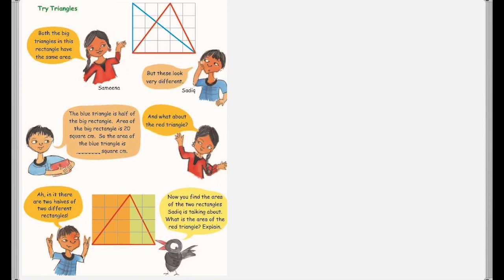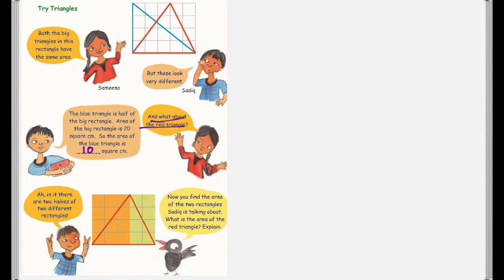Now try triangles. Both the big triangles in this rectangle have the same area. Okay, Samina says. But Sadik says that they look very different. So the blue triangle is half the area of the big rectangle, and the area of the big rectangle is 20 centimeter square. So the area of the blue triangle is 10. And what about the red triangle? Okay, so if we talk about the red triangle, you can also calculate the red triangle and try finding the answer, and you will find that they both are the same.